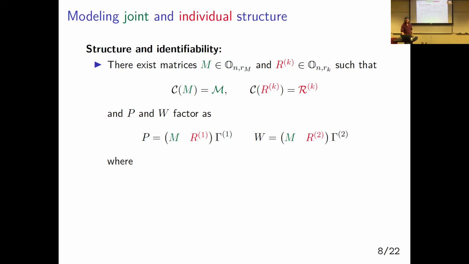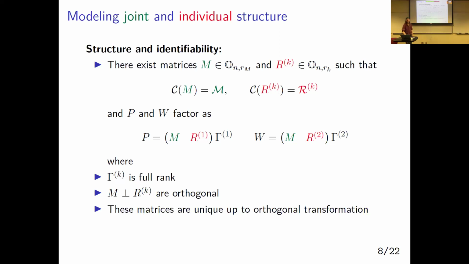All right. And then once we get these components, the M and Rk, we can factor P and W like so. P has this factorization where we've got the joint and individual components concatenated times some other stuff. And similarly, the covariate mean is the joint component and individual component for the covariates times some other stuff that enjoy some nice properties. So let's see, full rank. But then really important, the joint components are orthogonal to the individual components. And these matrices are unique up to orthogonal transformations.